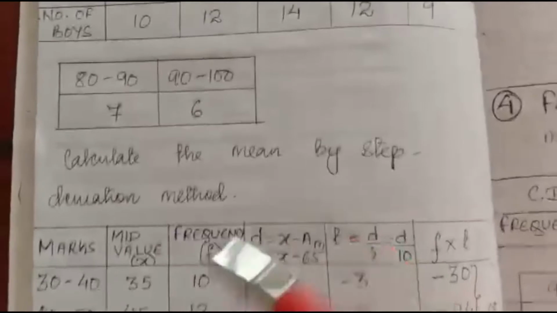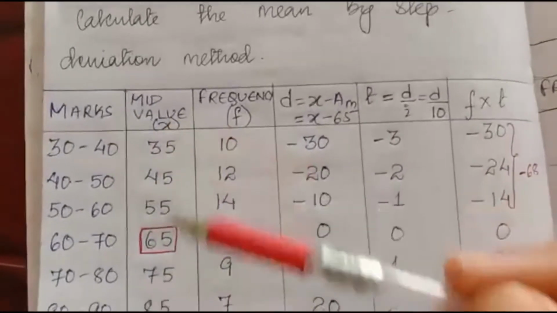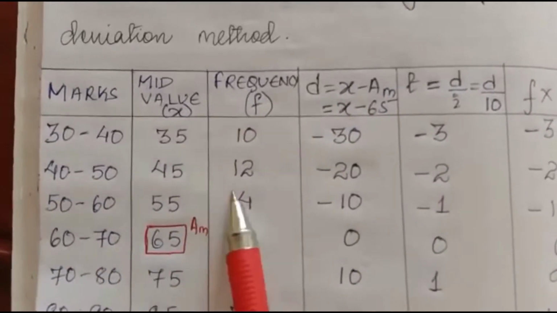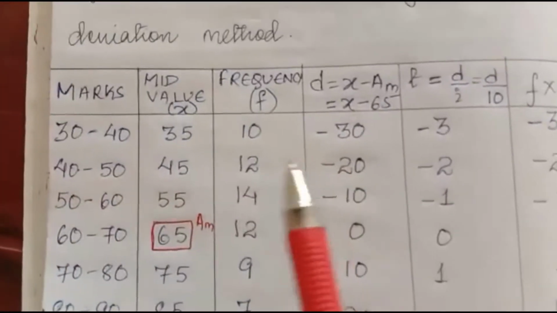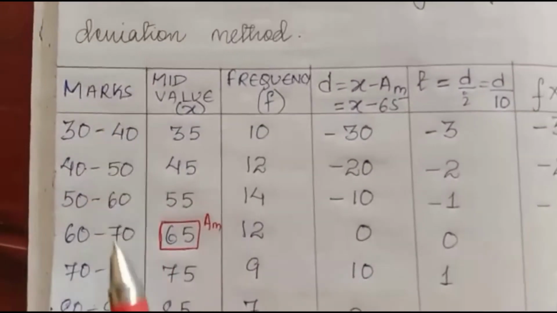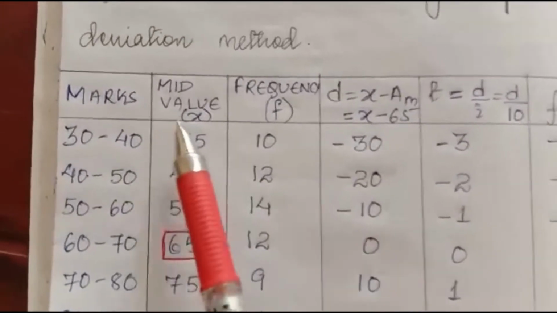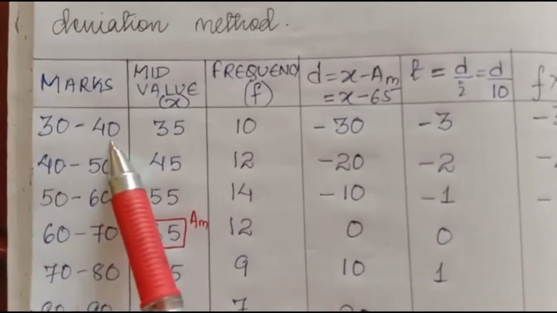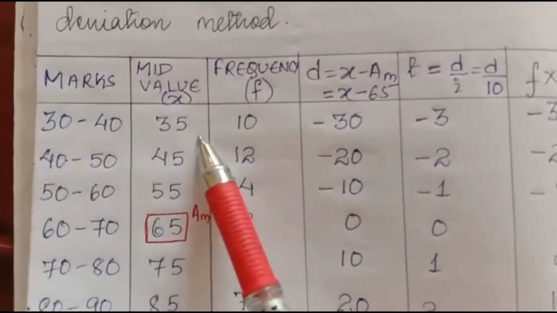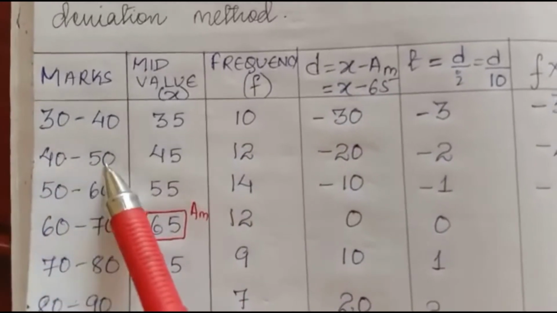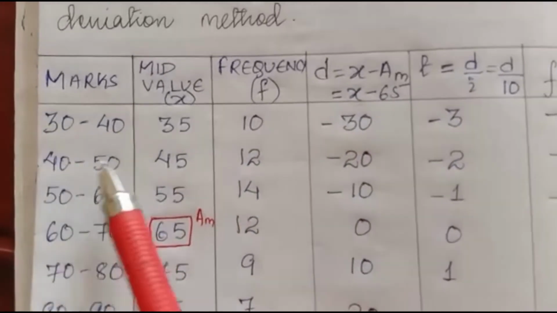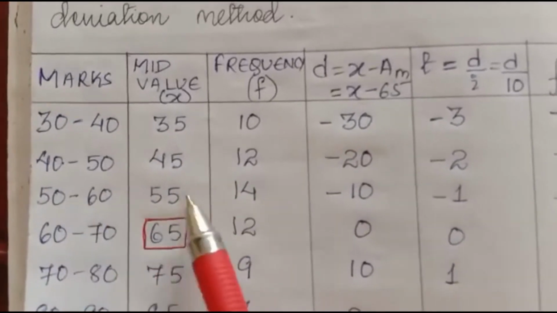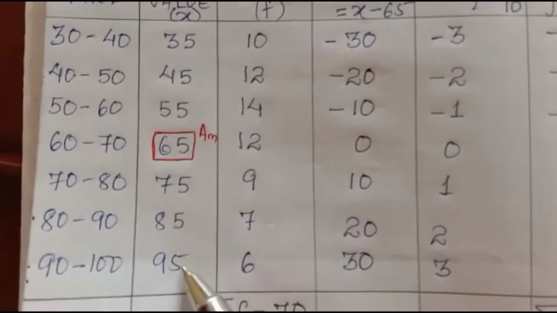So here you have to write marks, mid value, frequency, D, like the shortcut method only. These 4 columns will remain the same for shortcut and step deviation. Marks you have to write, frequency is given. We have to find the mid value x. Mid value of 30 and 40: 30 plus 40 is 70, half of 70 is 35. Then 40 plus 50, 90, half of 90 is 45. Similarly 55, 65, 75, 85, 95.